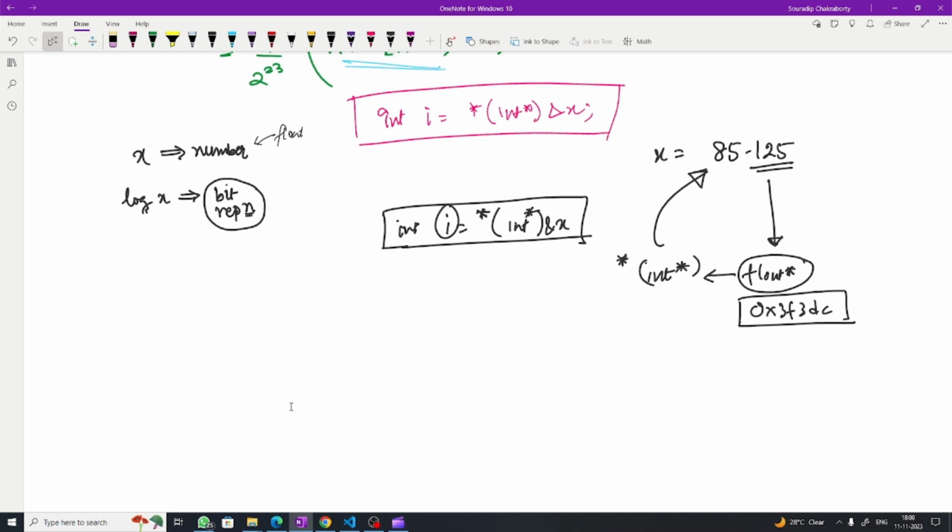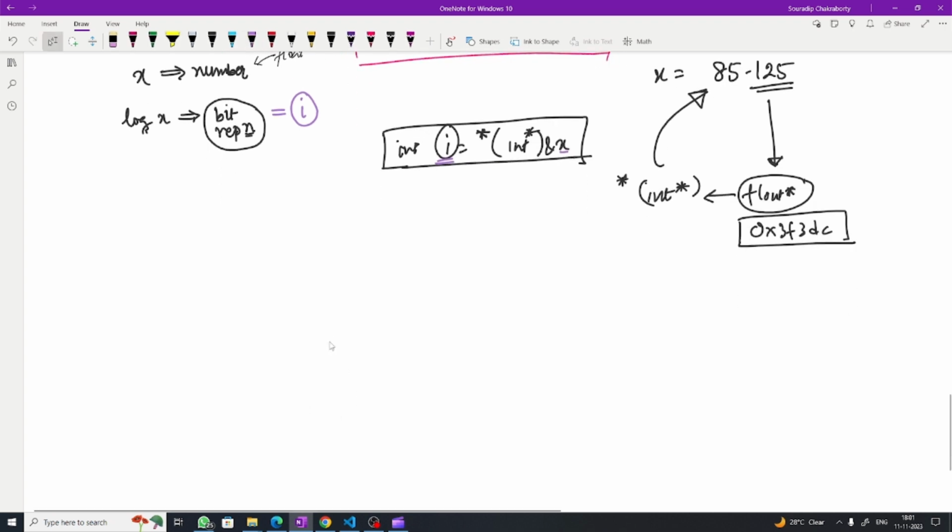Okay, now we have done the bit manipulation part. Let's see why this is useful. So what exactly is I storing? I is storing the bits of the number x, and how do we get that? That is equivalent to log of x, the bit representation. So we can say that I is equivalent to log x.